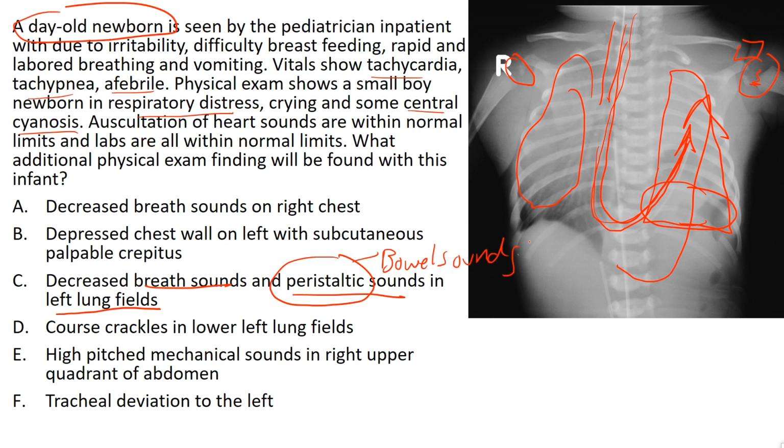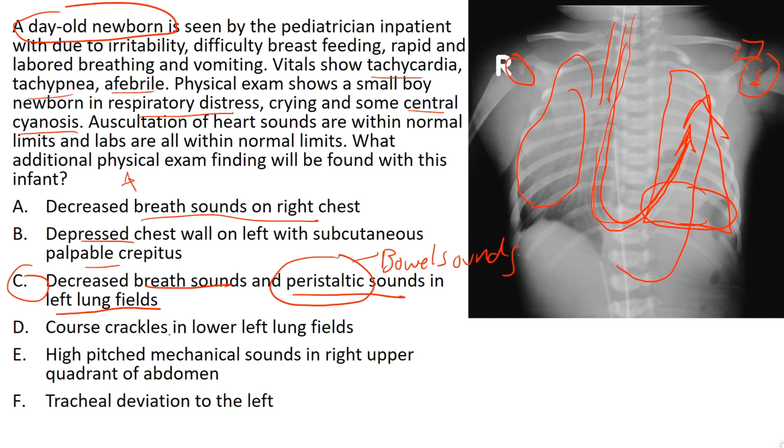Is how I can describe that. And so that's the answer is C here. Decreased chest wall on the left with subcutaneous palpable crepitus. This is actually something that occurs with a flail chest, when you have multiple rib fractures and usually a trauma, which this patient did not have a trauma. Decreased breath sound on the right side.